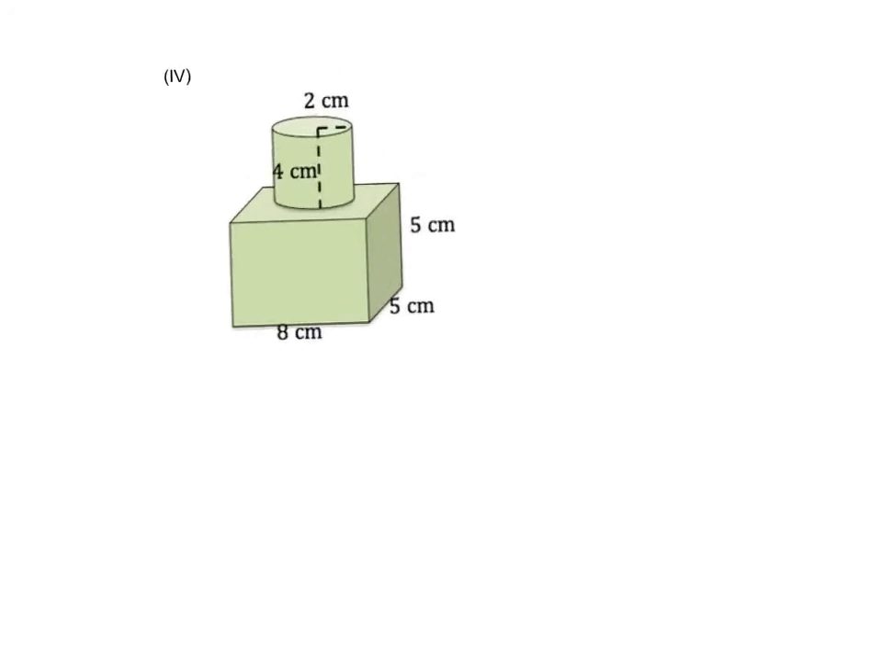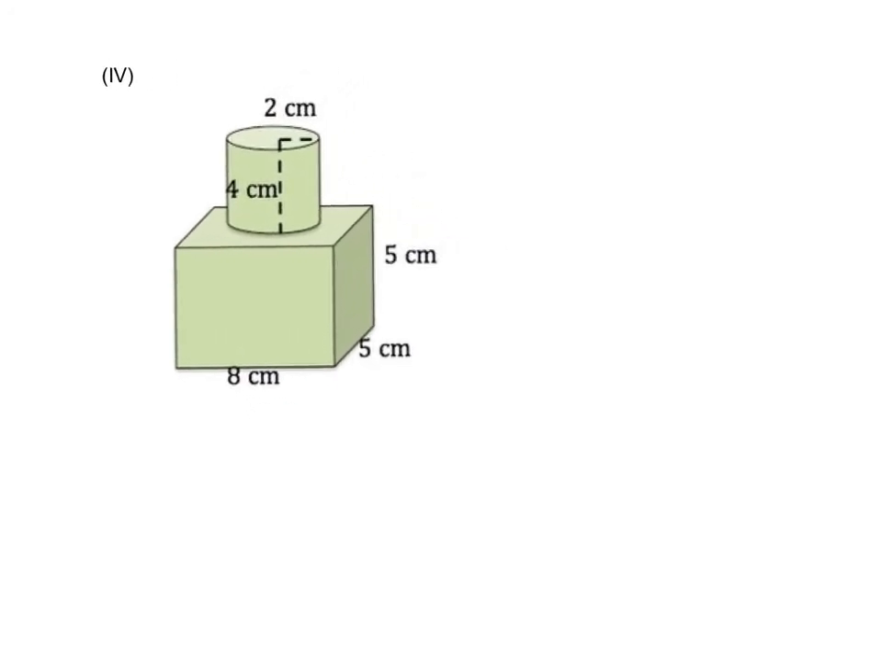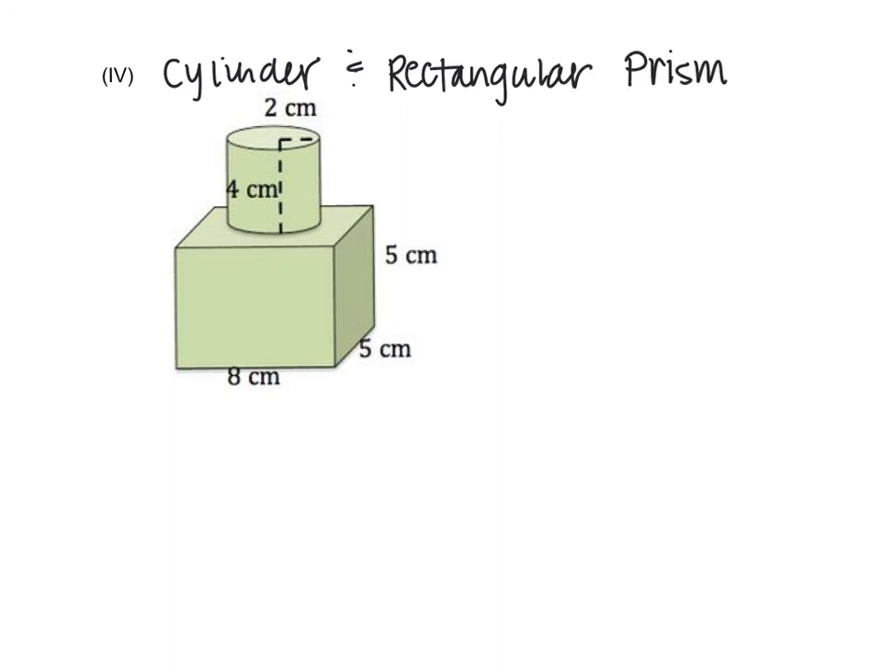So our last figure is a cylinder on top of a prism. So we have a cylinder and a rectangular prism. So I'm going to start with the volume of the cylinder.